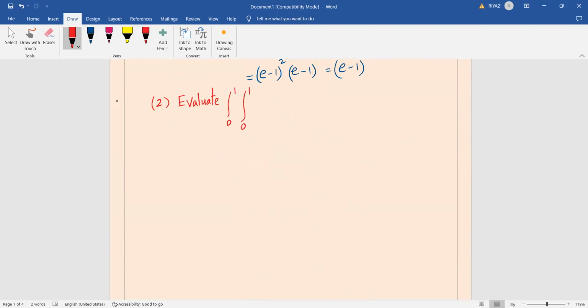0 to 1, 0 to 1. And here the integral value is root over x square plus y square, and this is y. So this here is x, y, z. And here we have the order also in a different way. dz is there first, and in our question dy is there, then dx is there. Now the solution.